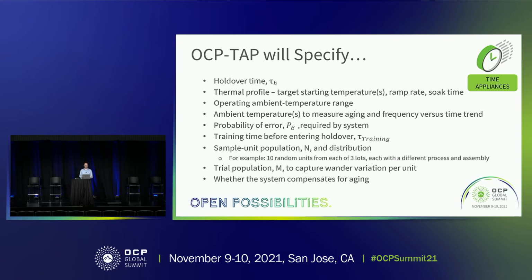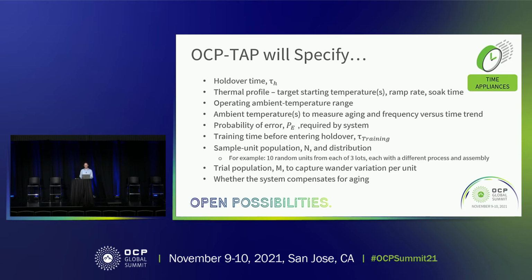And then we have the training time for the oscillator before it enters holdover. This is the time that the oscillator is learning by being locked onto the network. And then when it disengages from the network and it enters holdover, then it's going to have a certain initial frequency offset. So this will impact that value.